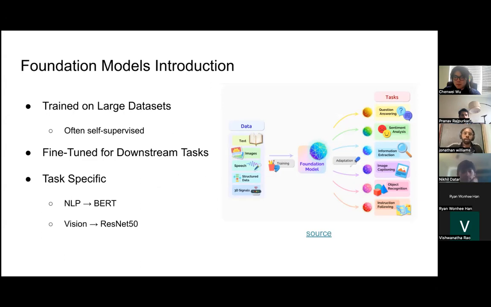The actual term foundational model was coined by a Stanford group relatively recently. Basically, a foundational model is a model that's trained on a very large data set. By training a model on a very large data set, whether it be an NLP model like BERT or a vision model like ResNet 50, you allow it to gain a broad general understanding of the field it must make predictions for.